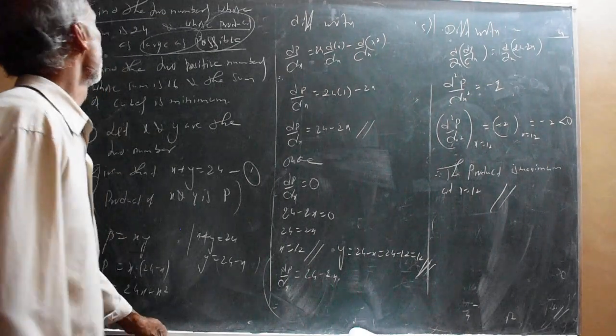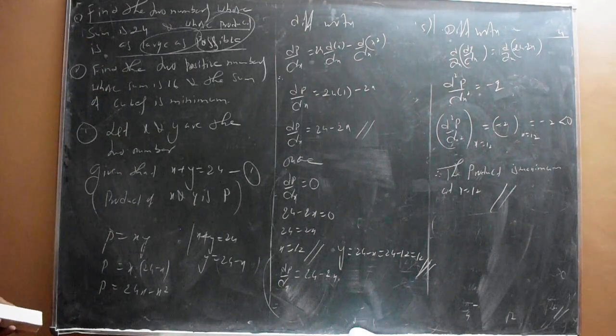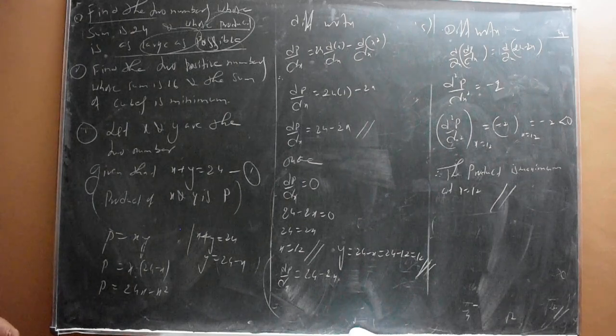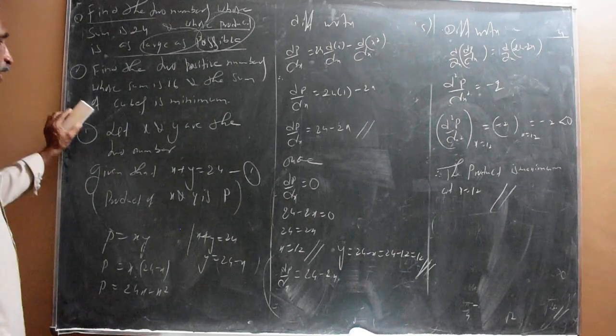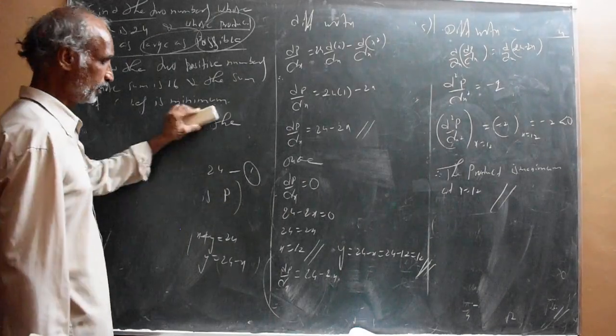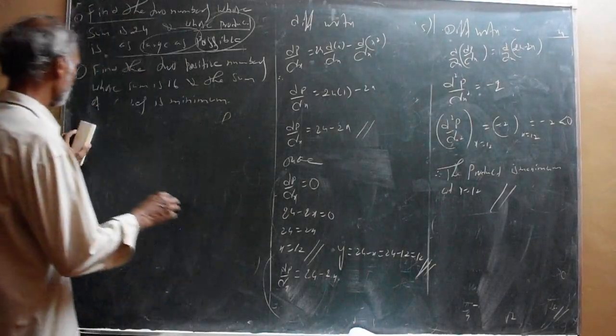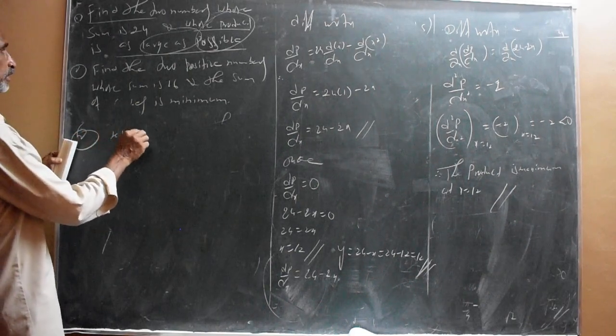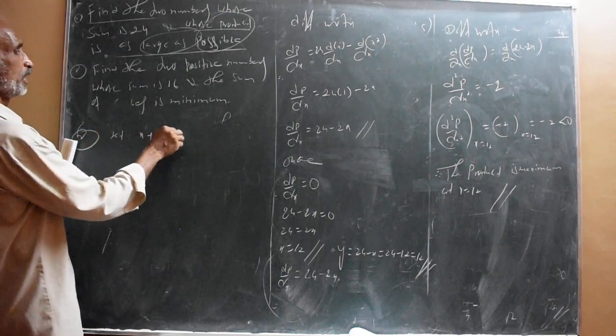Second one: find the two positive numbers whose sum is 16, x plus y is 16, and the sum of cubes is minimum. x cube plus y cube is minimum. I will give the layout, but you have to work out the complete solution. Let x plus y is equal to 16.